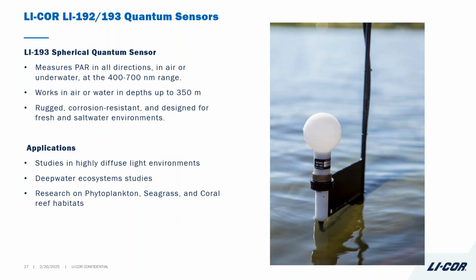All right, the next one that we're going to talk about is the LI-193. So it's similar to the 192, it's still measuring PAR. However, you see that it's got a different design, it's got a sphere on it. And unlike planar sensors that only capture light from one hemisphere like the 192, the 193 measures light from all angles. So both direct and scattered, so giving you more of a complete picture of the underwater light environment.